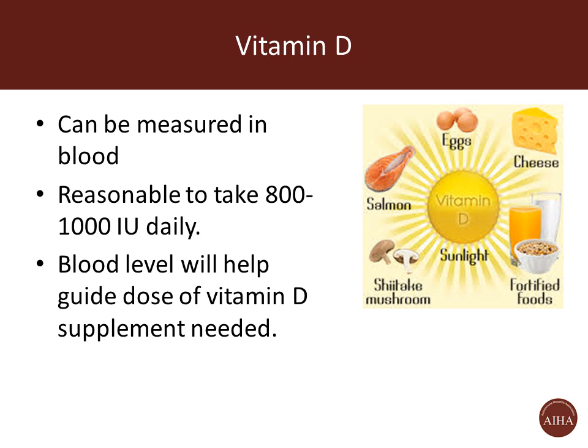If there's a concern for vitamin D deficiency, it can be easily measured in the blood, and your physician can prescribe higher doses of vitamin D. But the typical vitamin D dose that most people should be taking, especially when they're on steroids, is about 800 to 1,000 international units daily, and that can be found over the counter.